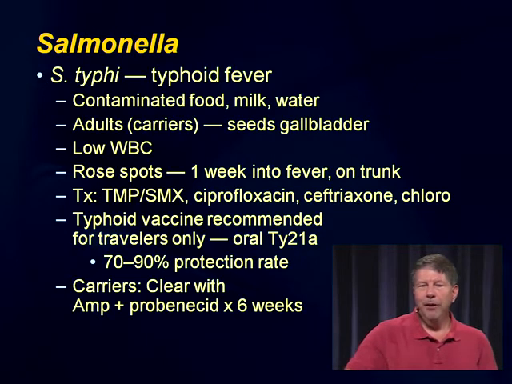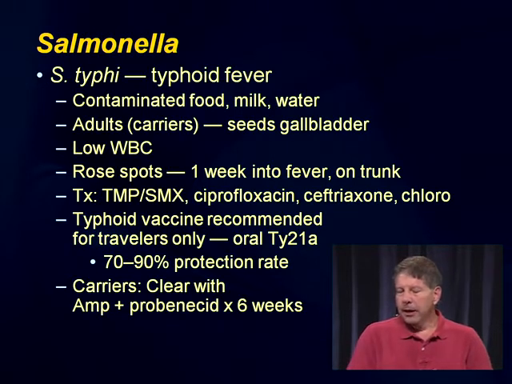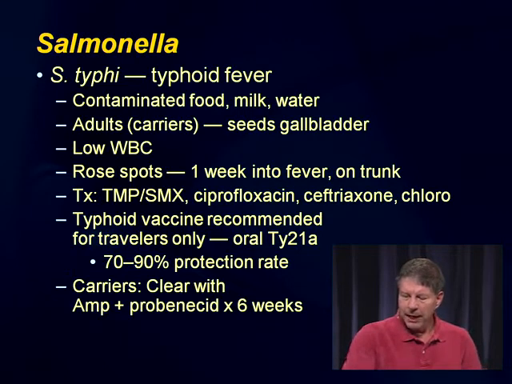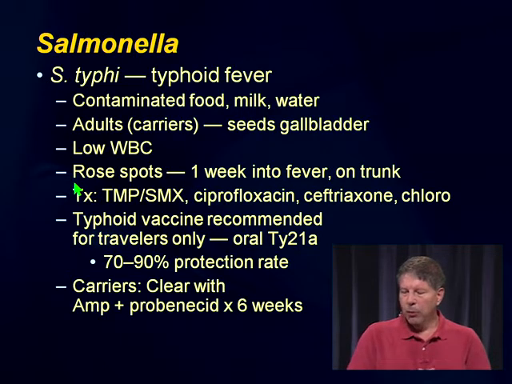So typhoid fever, which used to be on the test a lot, which isn't seen very much anymore because here in the States we just don't see this anymore. And what happens is you can still occasionally see it in people who traveled overseas and then come back, but it's generally from contaminated food, milk, and water, particularly parts of Asia. The rose spots is the classic thing that they'll talk about. 1 week into the fever, they'll get these rose spots on the trunk. Treatment, I wouldn't worry about treatment. I don't think they'll ask you about that. But remember, the typhoid vaccine is recommended for travelers, so that's the main thing you have to remember.